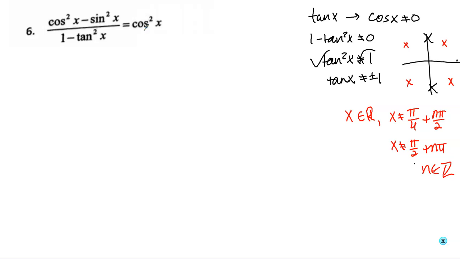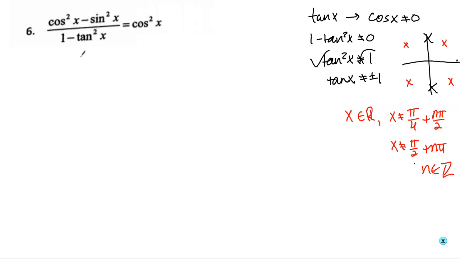I have a lot of squared variables, which makes me think about Pythagorean identities, but the top is not one, cos squared plus sine squared is, and the bottom is not one. Dang. 1 minus tan squared is not. 1 plus tan squared would be. So if no Pythagorean identities work out and there's nothing that I can do to the denominator to really make it much nicer, I have a couple of options here.